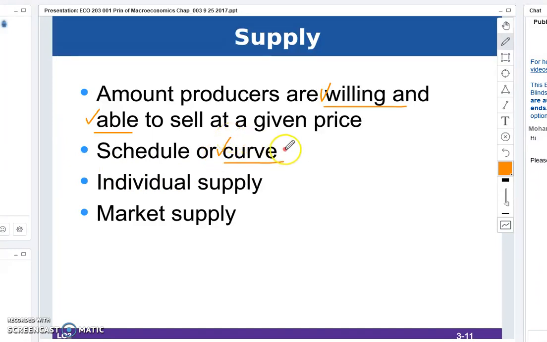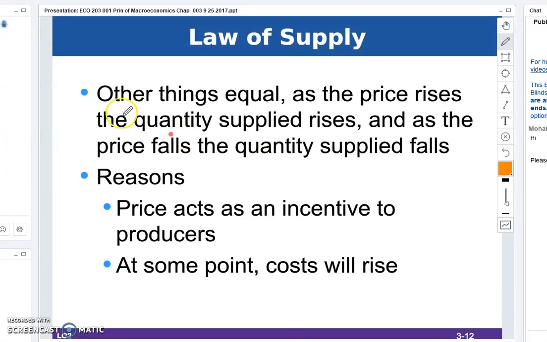Which means that when price increases, supply will increase. And then we will show you individual supply and market supply. Just as before, if you take the supply curve of individual suppliers and horizontally sum the individual supply at each price, you get the market supply curve. Now, the law of supply states that, as before, we make the ceteris paribus assumption, other things remaining unchanged, that as the price rises, the quantity supplied also rises, and vice versa. So this is a positive relation.